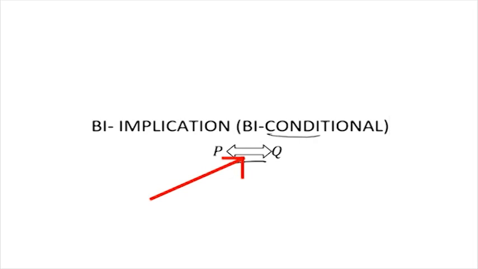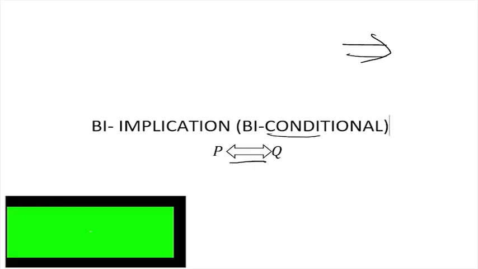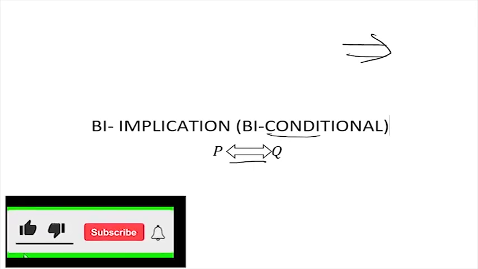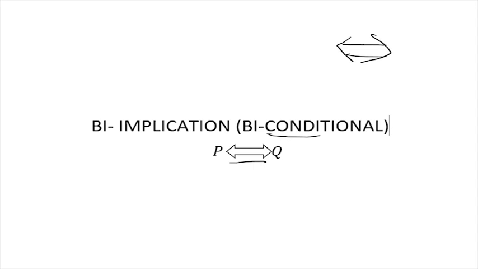bi-implication or biconditional. Because it is bi, in the last lesson when we were looking at implication, we said this is the symbol for implication. Now since it is bi-implication, we must have two arrowheads in opposite directions. And that's how we're having this. So this is the symbol for biconditional.